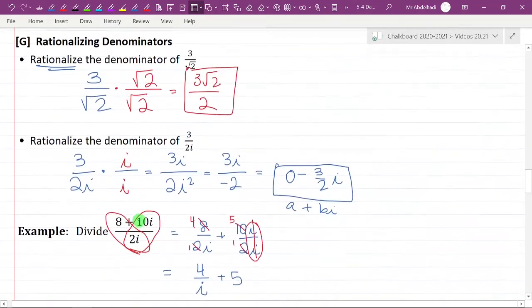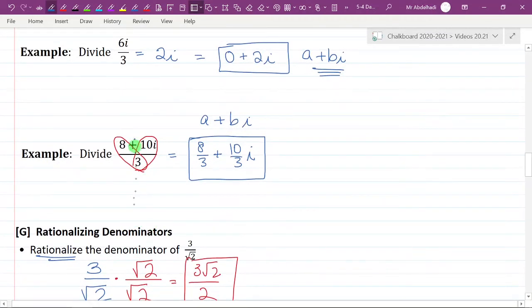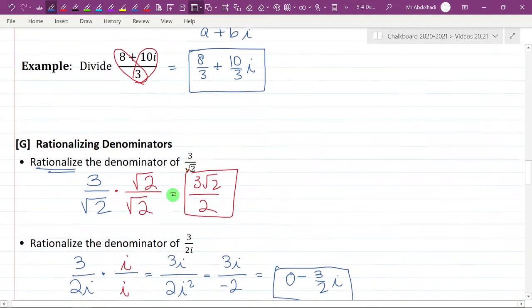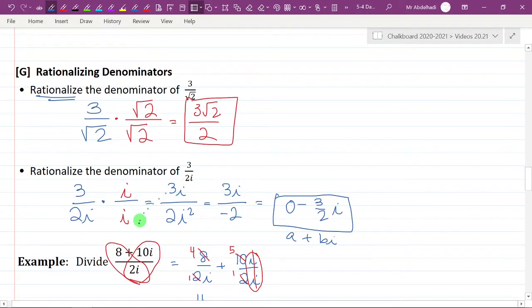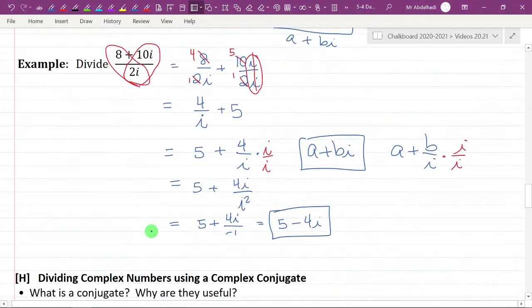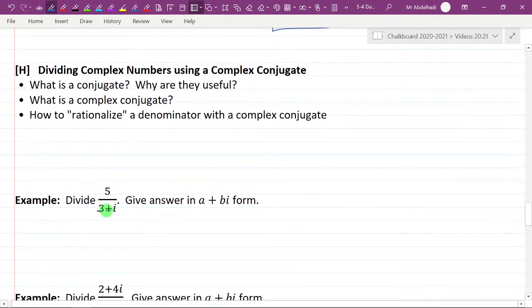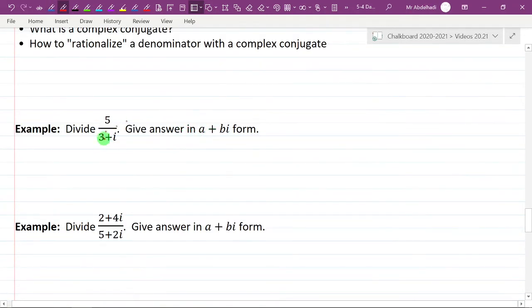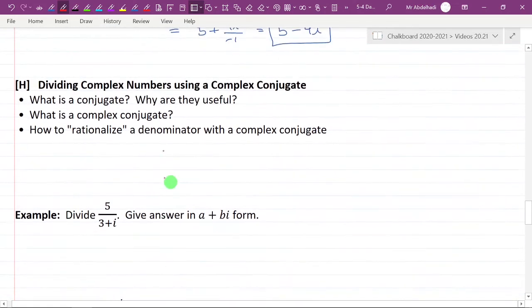Okay, we're going to divide. Now you notice that all the division questions we did so far were a single number in the denominator, right? 6 over 3. This thing over 3, right? This over radical 2. This over 2i. Single terms. One term, one term, one term. Now we have two terms. Well, in order to get rid of a two-term denominator, where one of the terms is something i, you have to use something called a conjugate.